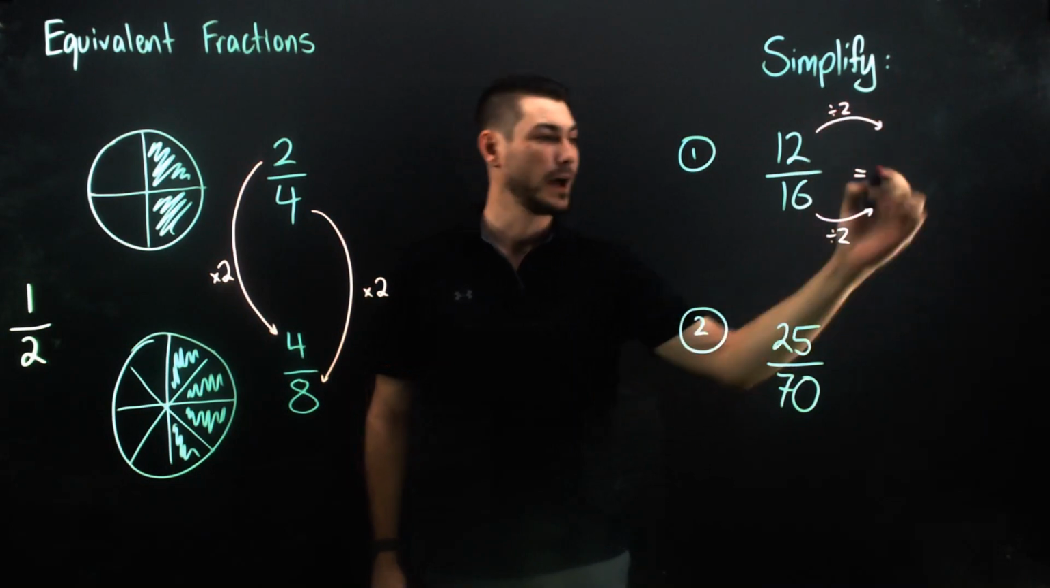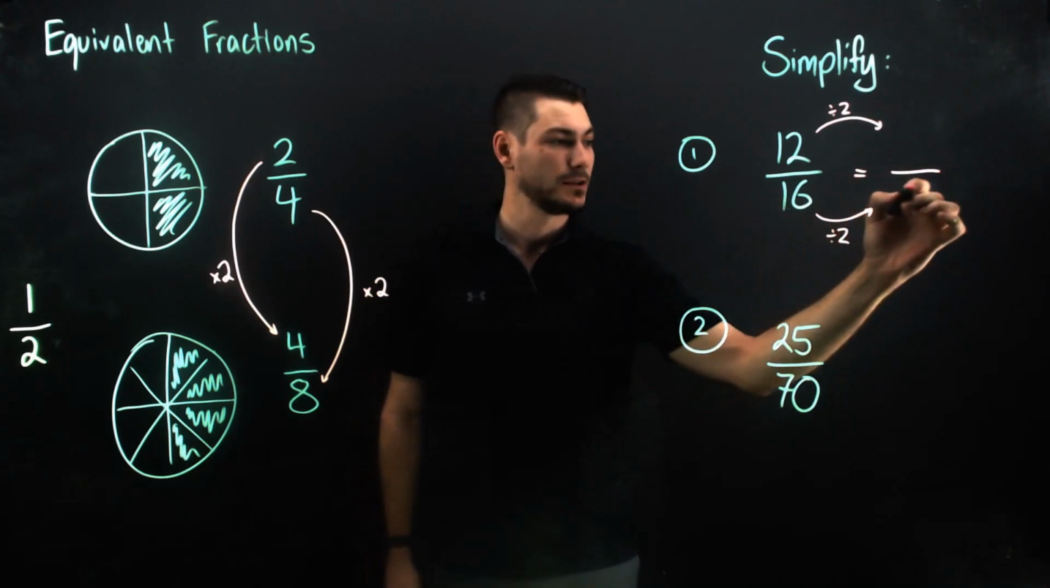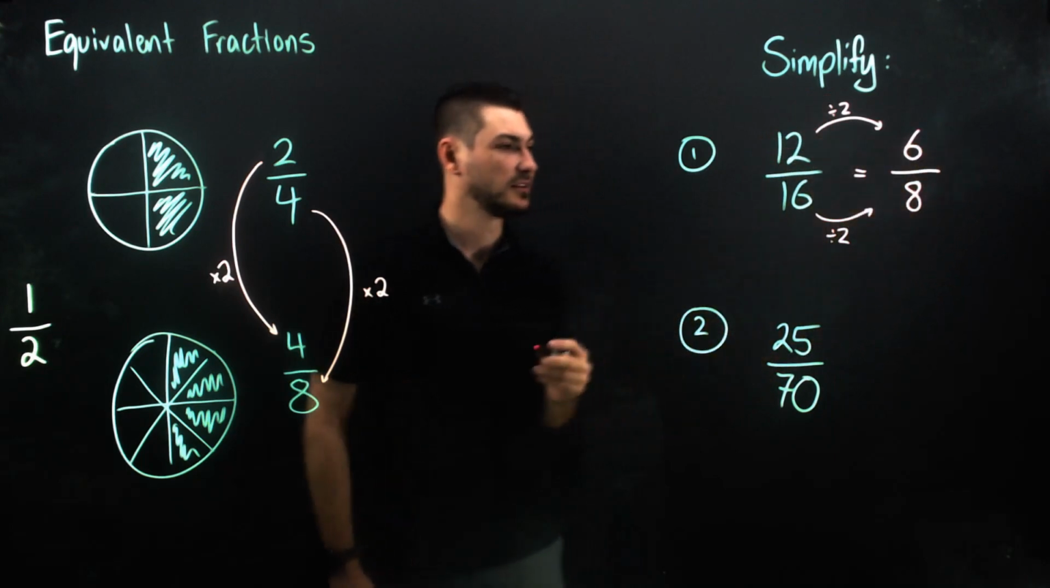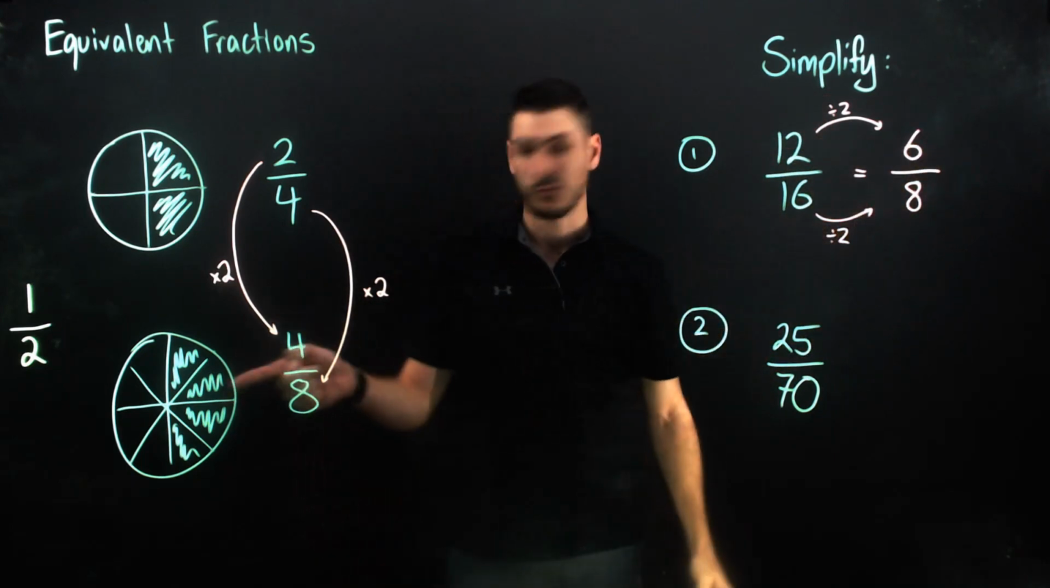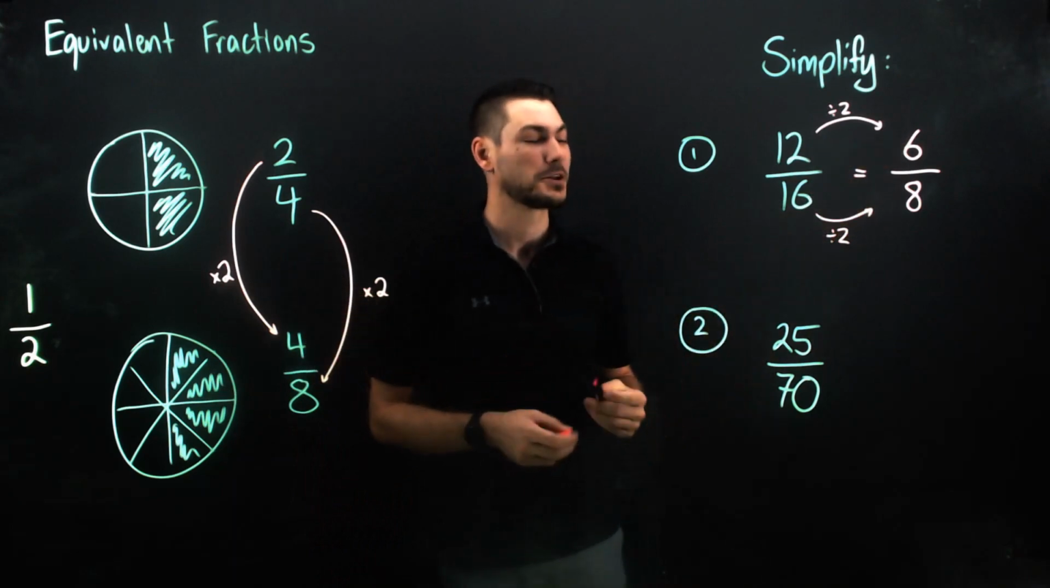When I do that, I get a fraction where 16 divided by 2 is 8, and 12 divided by 2 is 6. This is looking more reminiscent of my pizza now, except instead of 4 slices, I'm getting 6 of them. Excellent, that's good for me.